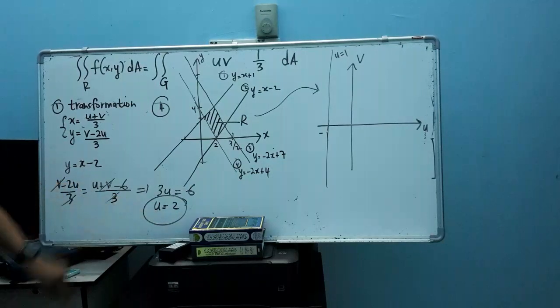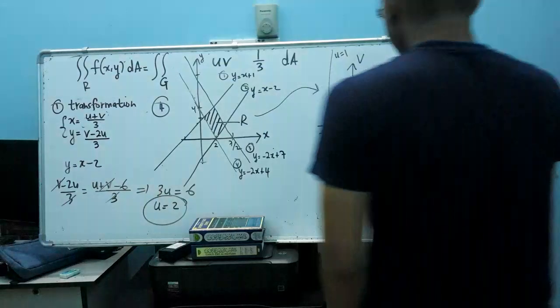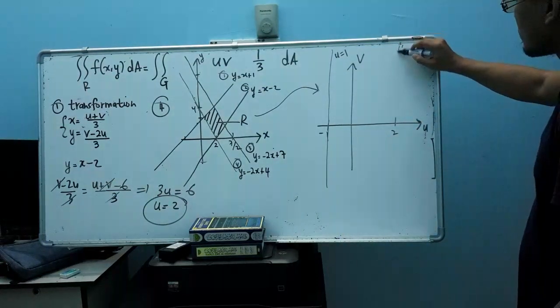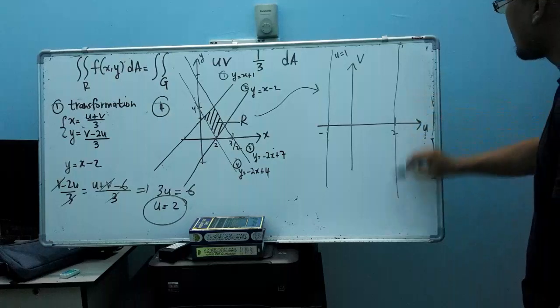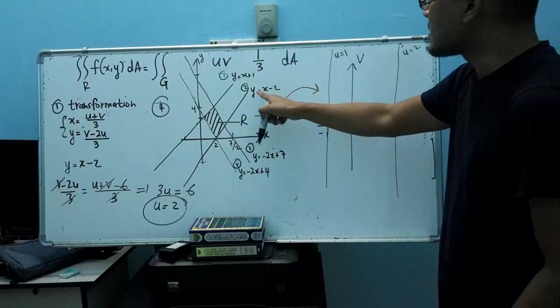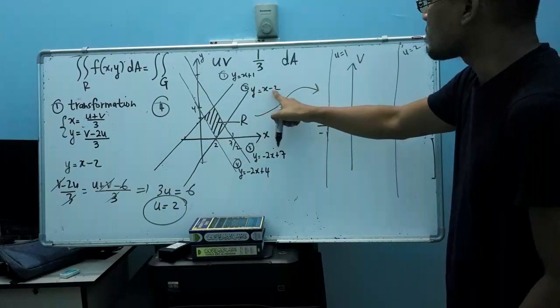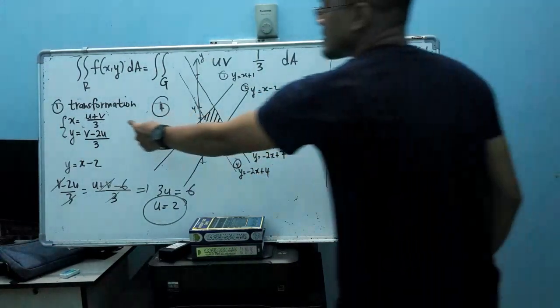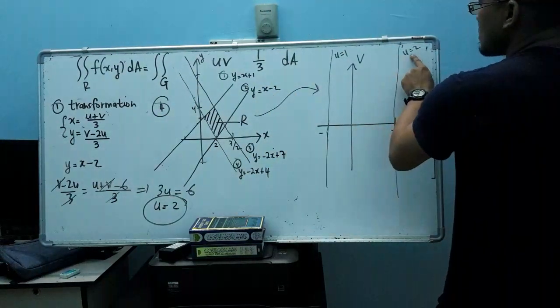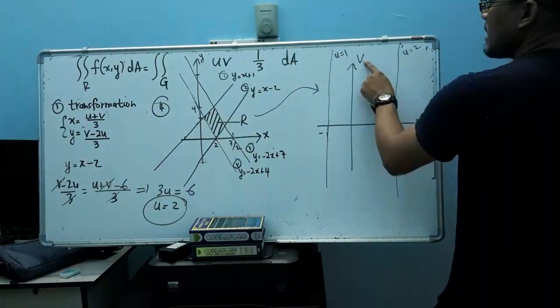So what does u equals 2 mean here? It means that the second line, y equals x minus 2, under this transformation, transforms into u equals 2 in the UV plane.